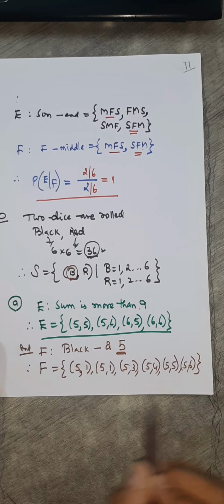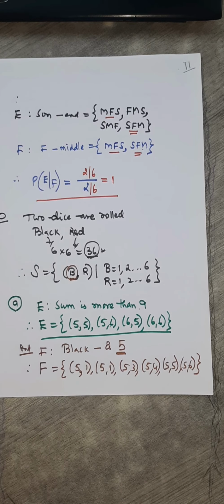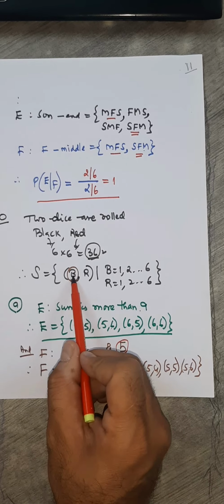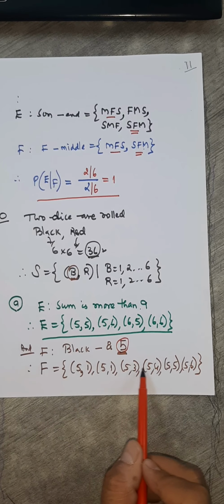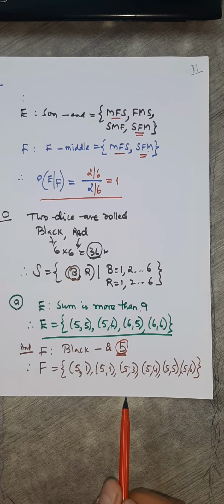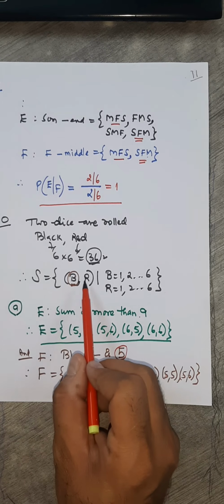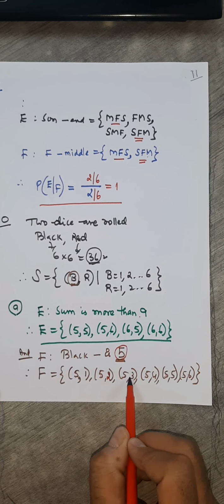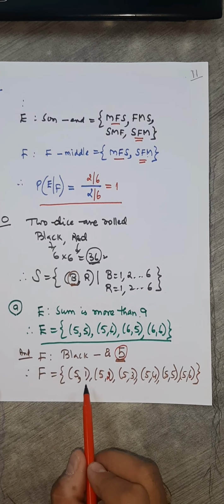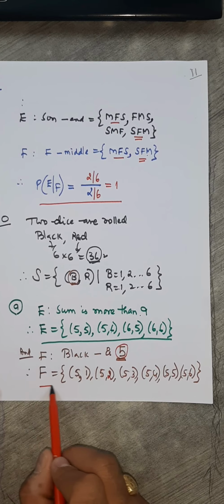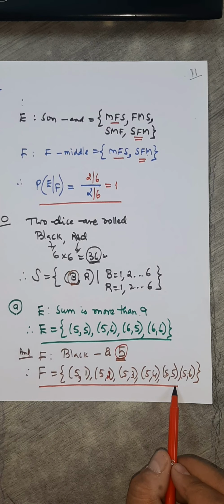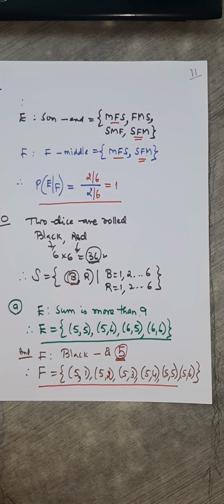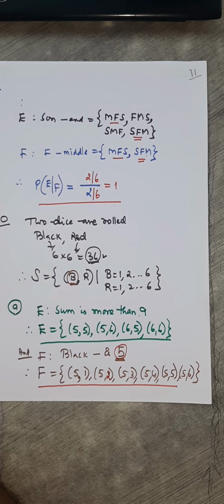Clear? I repeat. See what is given in the second event F: the black is fixed at 5. So you are not going to change this 5. What about here? R can be any one of 1, 2, up to 6. Fine. This event has occurred. Read the question: given that the black die results in a 5. Given that means that event has occurred.